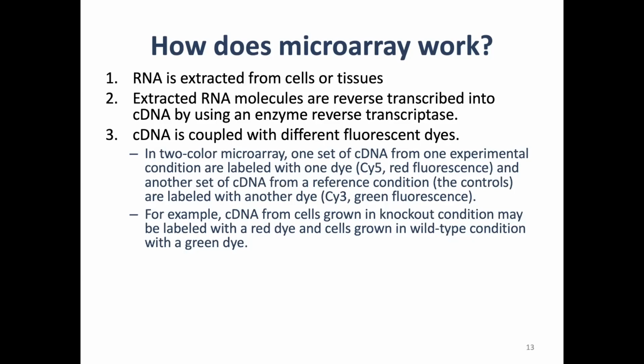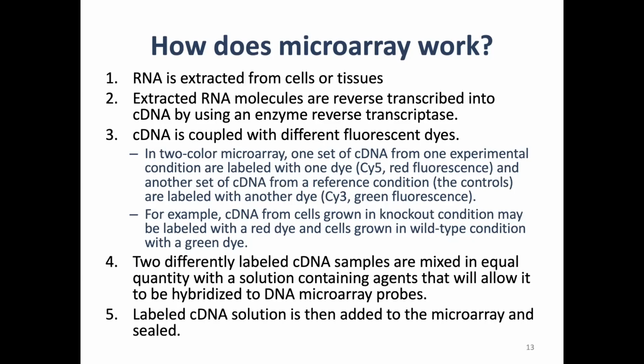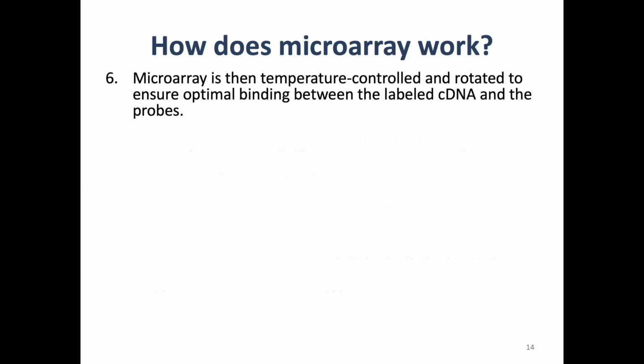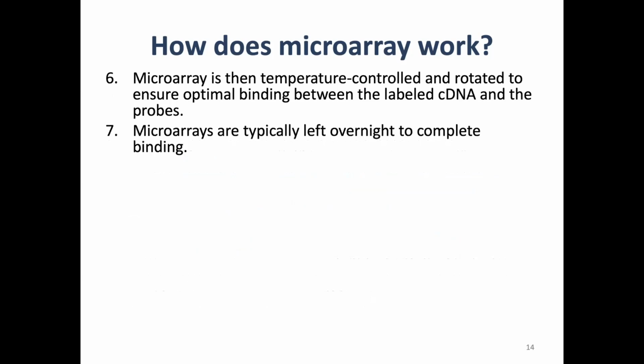So you label the sample, and then two differently labeled cDNA samples are mixed in equal quantity with a solution containing agents that will allow it to be hybridized to DNA microarray probes. Then the labeled cDNA solution is added to the microarray and sealed. So once you make the hybridization cocktail, you add that to the microarray and then let it sit. This microarray is then temperature controlled and rotated to ensure optimal binding between the labeled cDNA and probes. So you let it sit overnight to complete the binding.